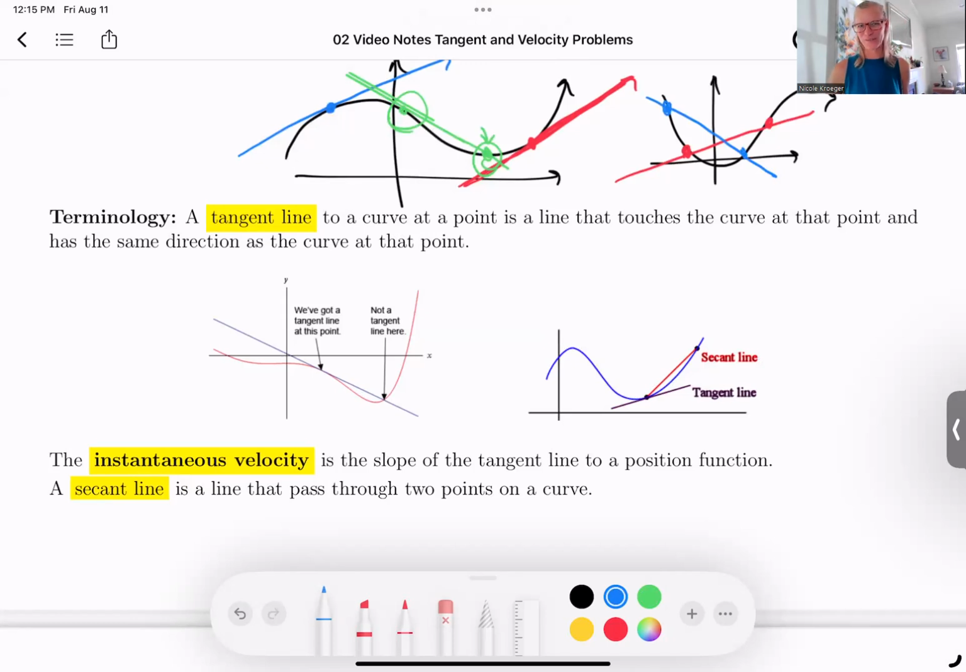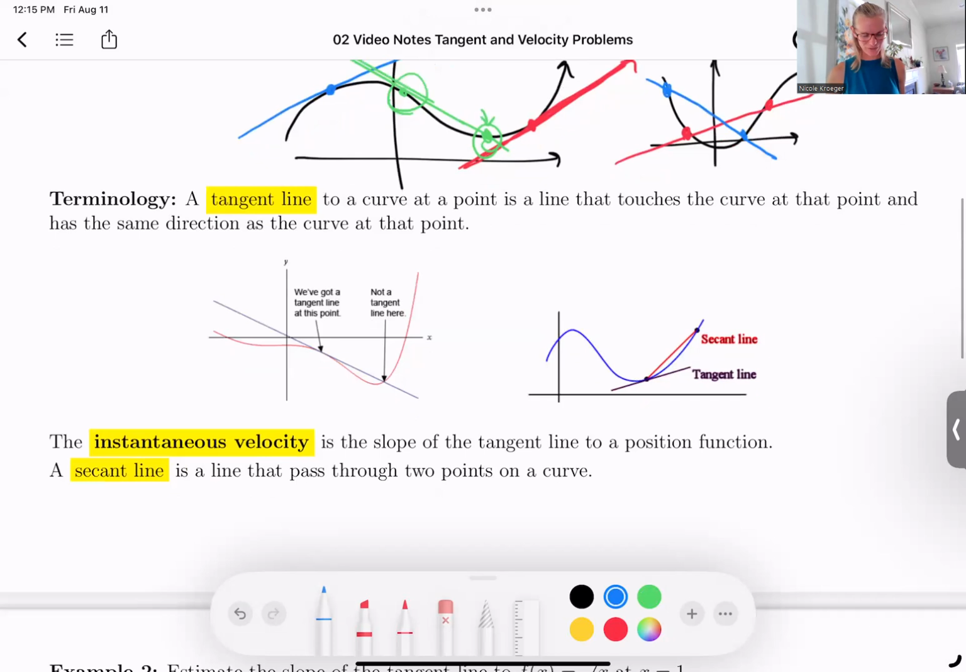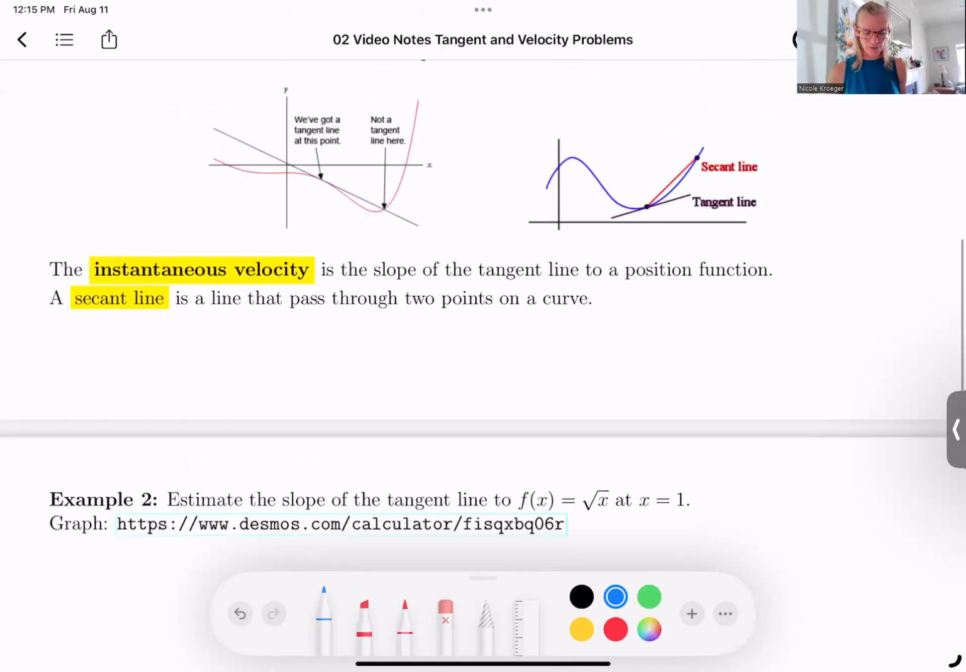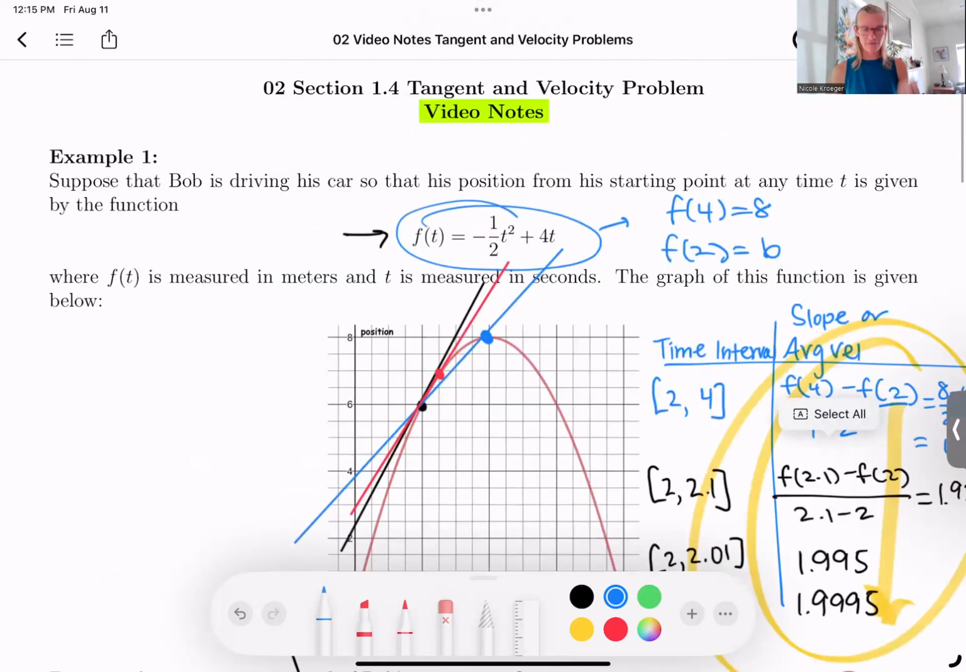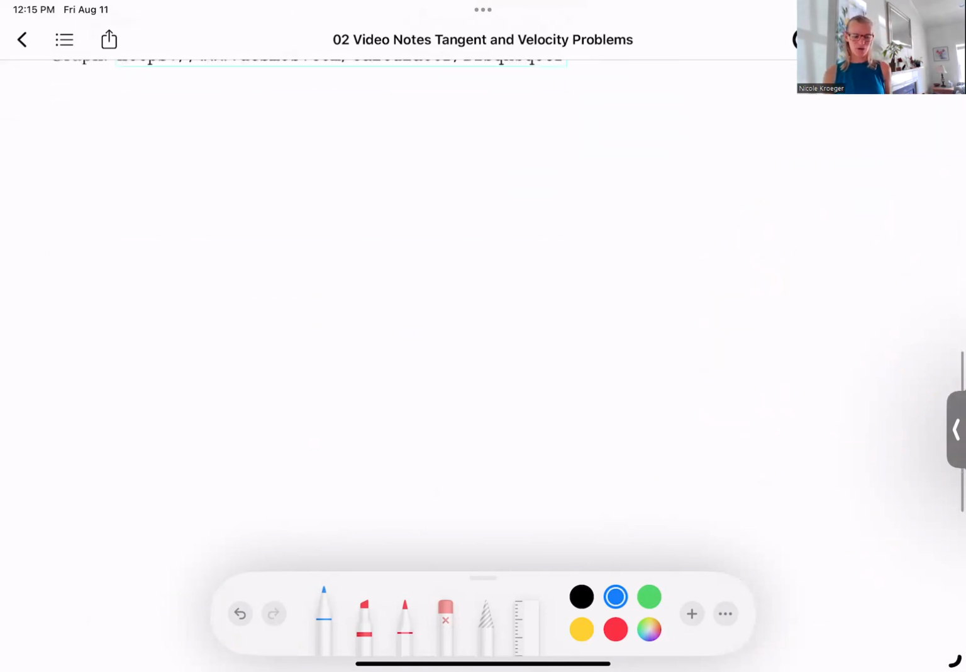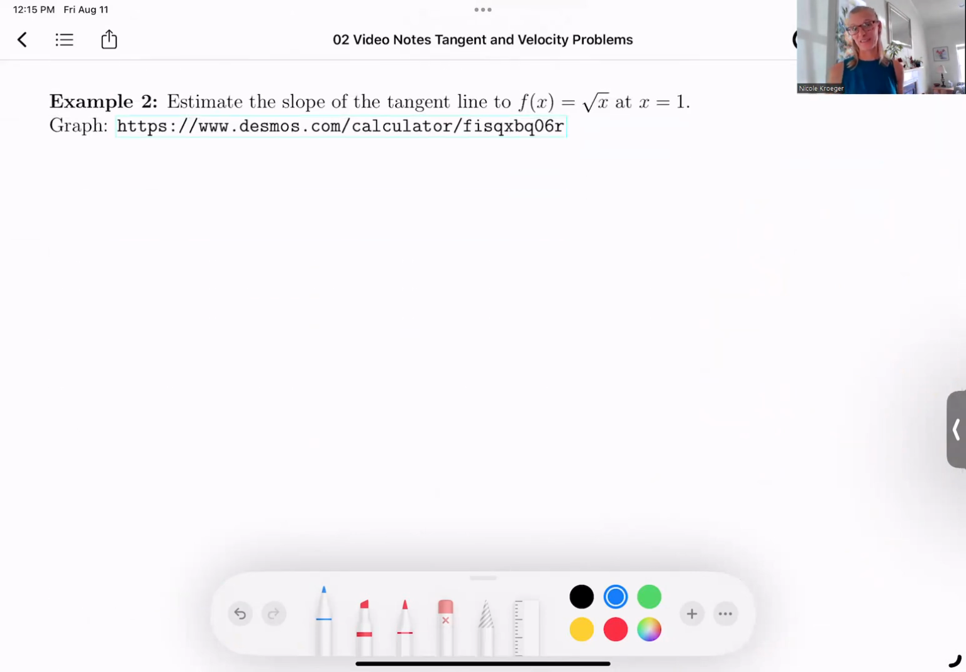Okay, let's do an example to see how this all works, especially with the terminology. So let's estimate the slope of the tangent line to the square root of x at x equals 1. This is the same idea as what we were doing in the first problem, just rephrased. In the very first problem, we could have said, find the slope of the tangent line to this function at t equals 2. So just a different phrasing of the same question. We could also phrase this as find the instantaneous velocity at t equals 1.